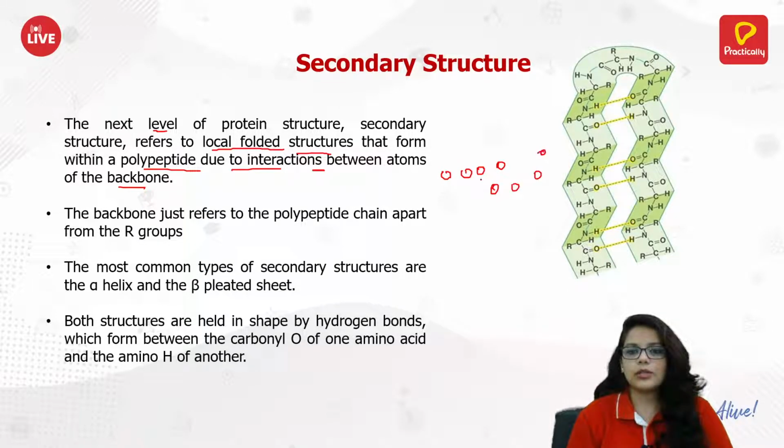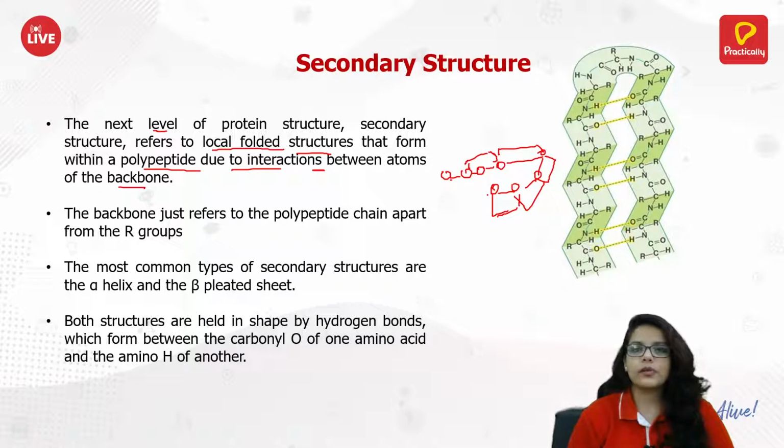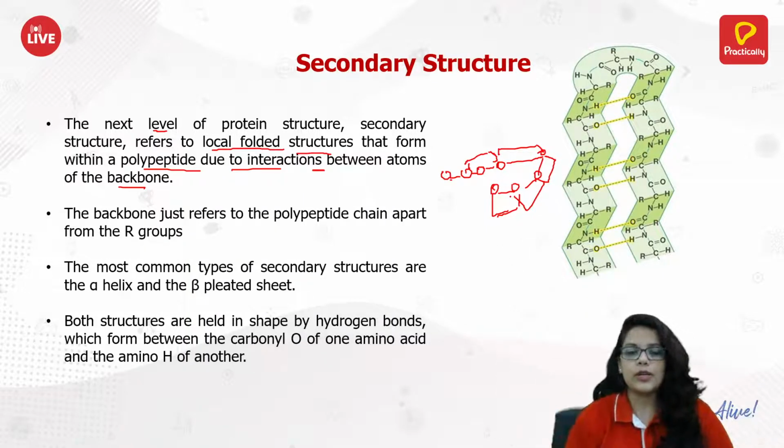Suppose there are a lot of amino acids, and they have peptide bonds. But in between, different amino acids are linked with some other bonds also. They are linked to their closer amino acids, and also to far away amino acids. That is the secondary structure.